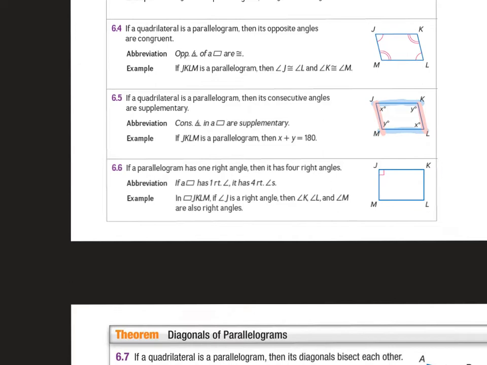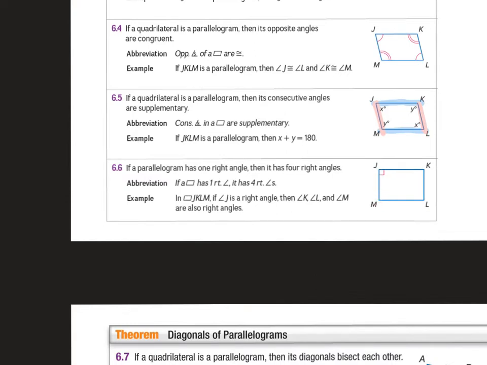And that's kind of, again, going back to theorem 6.5. If JK and ML are parallel and JM is my transversal, and I know angle J to be 90, then that means angle M plus angle J must equal 180. So therefore, angle M has to be 90.